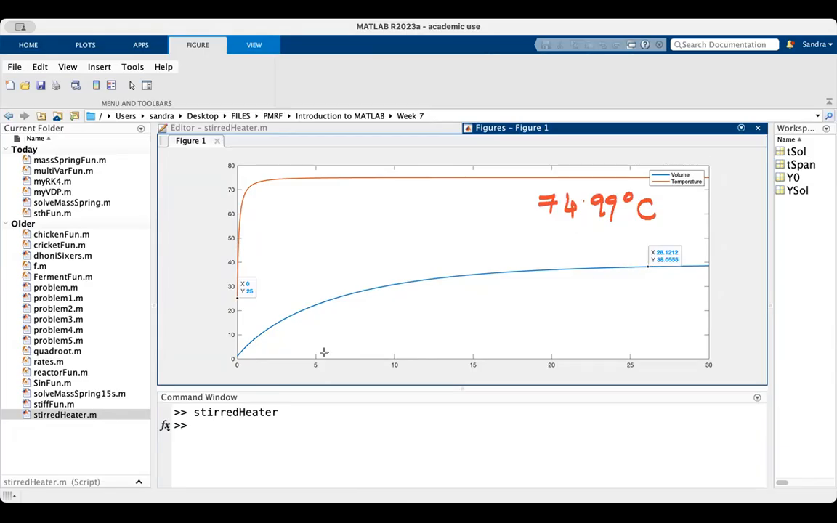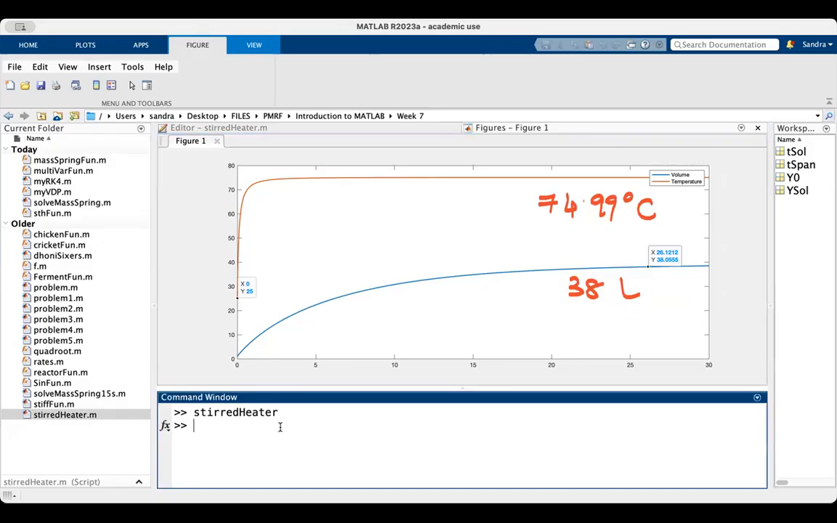So this is what? This will probably be showing 26, right? Oh, sorry. This is 38, probably 38 liters or something like that. Is this clear? Any questions?